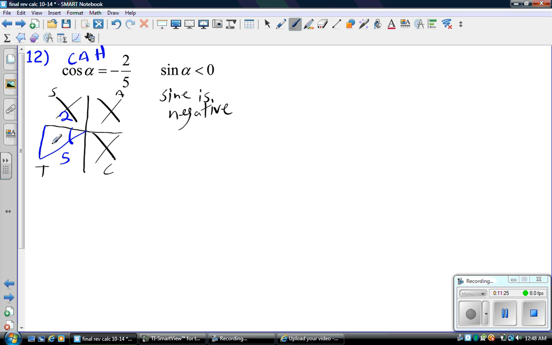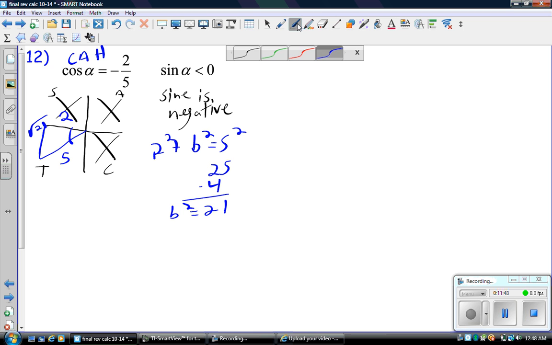Find the missing piece of your triangle just by doing Pythag. 2 squared plus b squared equals 5 squared. So you get 25 over here. Subtract off the 4. So b squared equals 21. So b is root 21. Okay, so that's my opposite side. So now I can find everything I want.